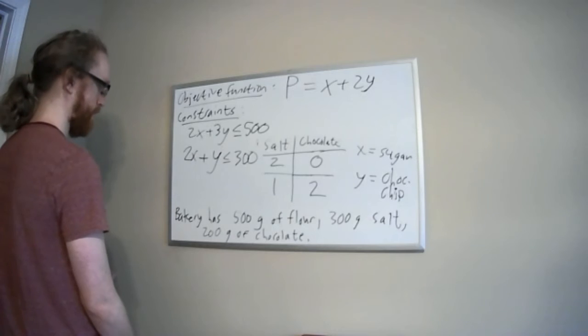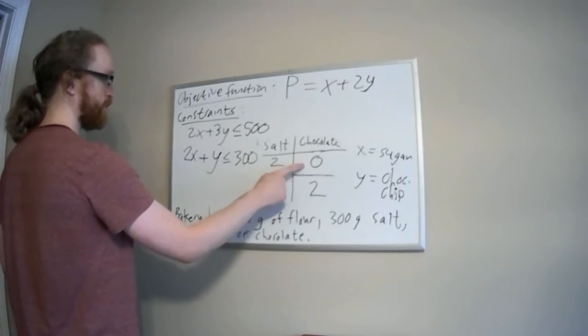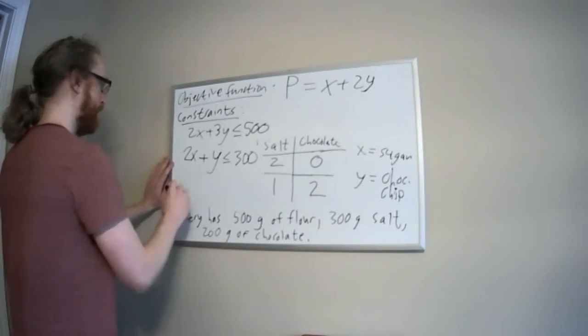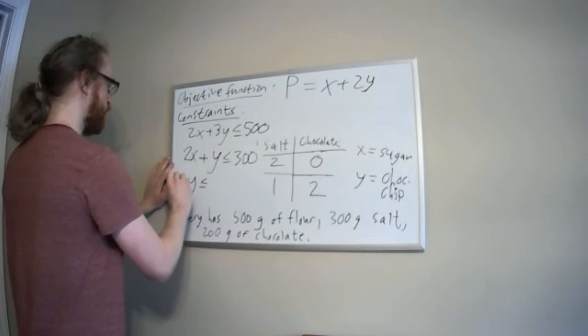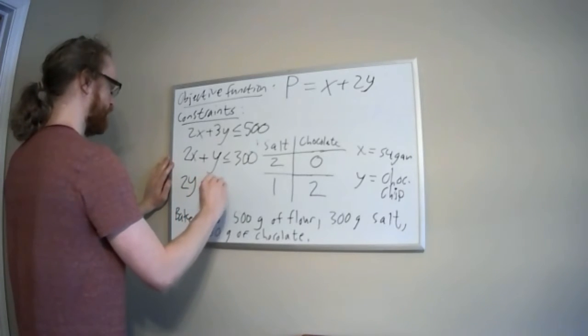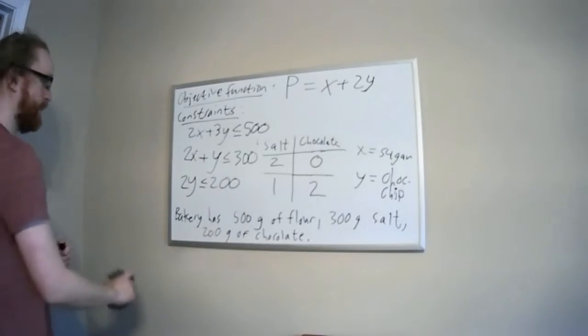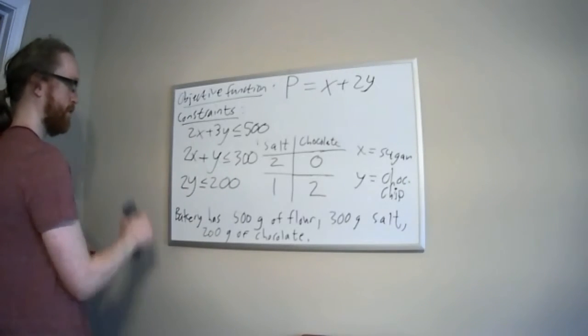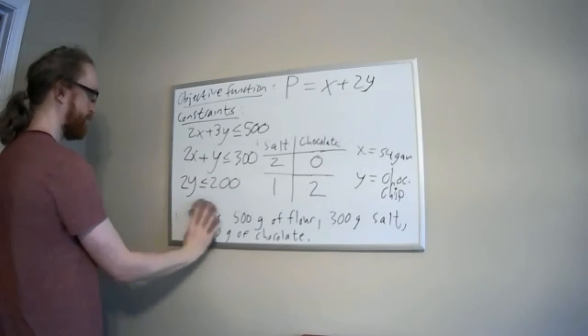Finally, I have 200 grams of chocolate. It takes 0 grams of chocolate for sugar and 2 grams of chocolate for a chocolate chip. So it looks like I just have 2y is less than or equal to 200. That's my chocolate inequality. And so here are 3 inequalities representing flour, salt, and chocolate usage for my cookies.